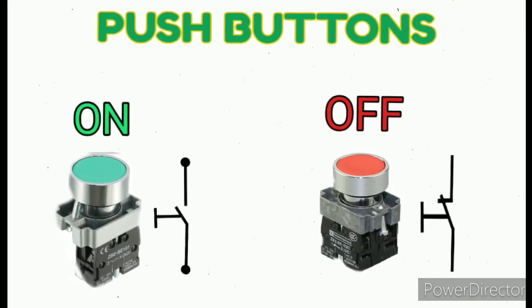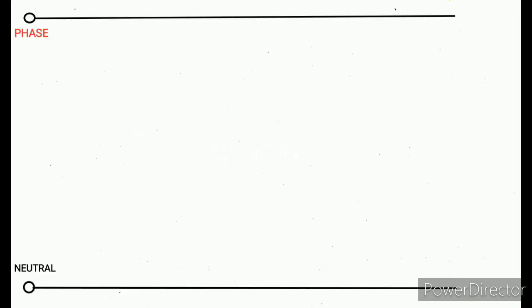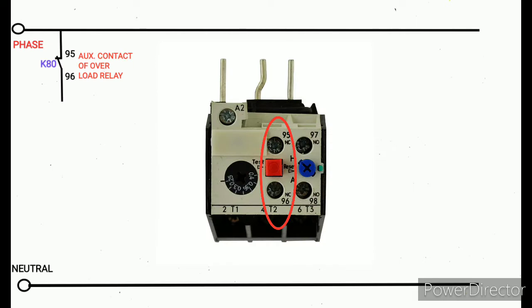Let's start the diagram. First we are going to draw a source line, that means the power line, phase and neutral. I have taken the phase and neutral here, and this phase and neutral is coming from the control MCB, so I didn't mention it here, you may just assume that. Next we are going to draw the overload relay's NC contact.